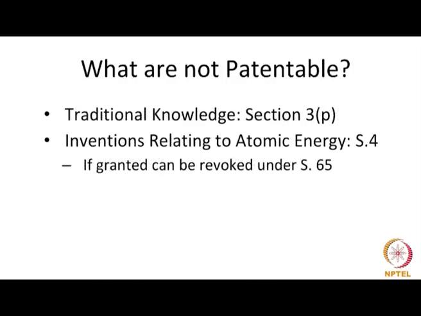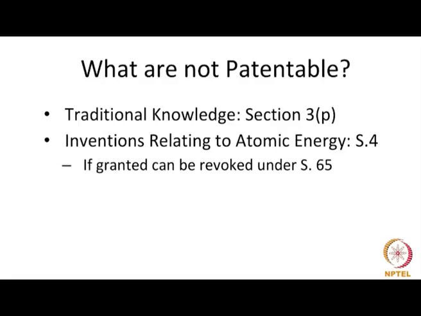And 3P: an invention which in effect is traditional knowledge, or which is an aggregation or duplication of known properties of traditionally known components, cannot be the subject matter of an invention. This clause excludes what is already known in traditional knowledge, or which is an aggregation or duplication of known properties of traditionally known component or components. So, what is already known as a part of the common knowledge, what we call traditional knowledge, cannot be the subject matter of a patent.